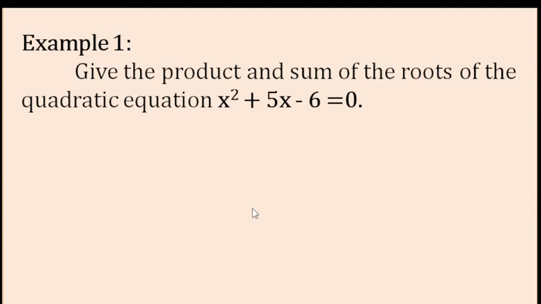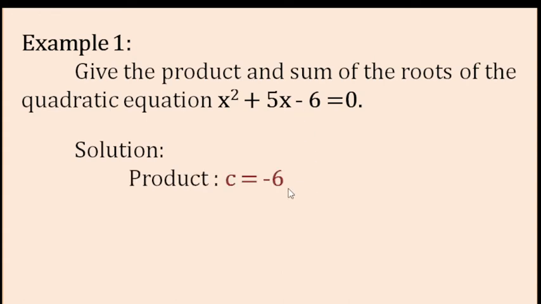Example number 1. Give the product and sum of the roots of the quadratic equation x squared plus 5x minus 6 equals 0. As we have observed from the illustration, the product is just the last term. So c, the product, is negative 6. And the sum is the opposite of the coefficient of our linear term. It's positive 5 here, so it's negative 5.